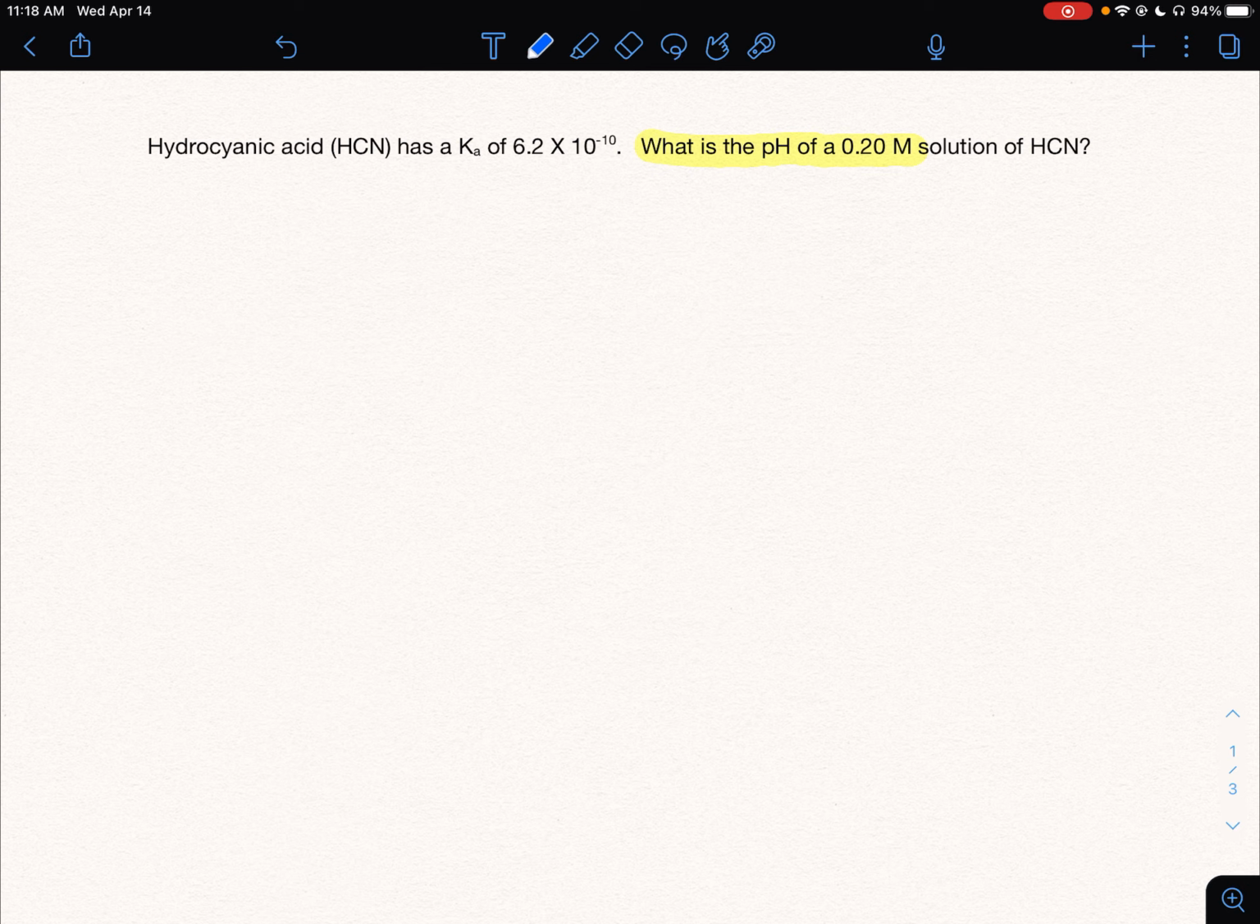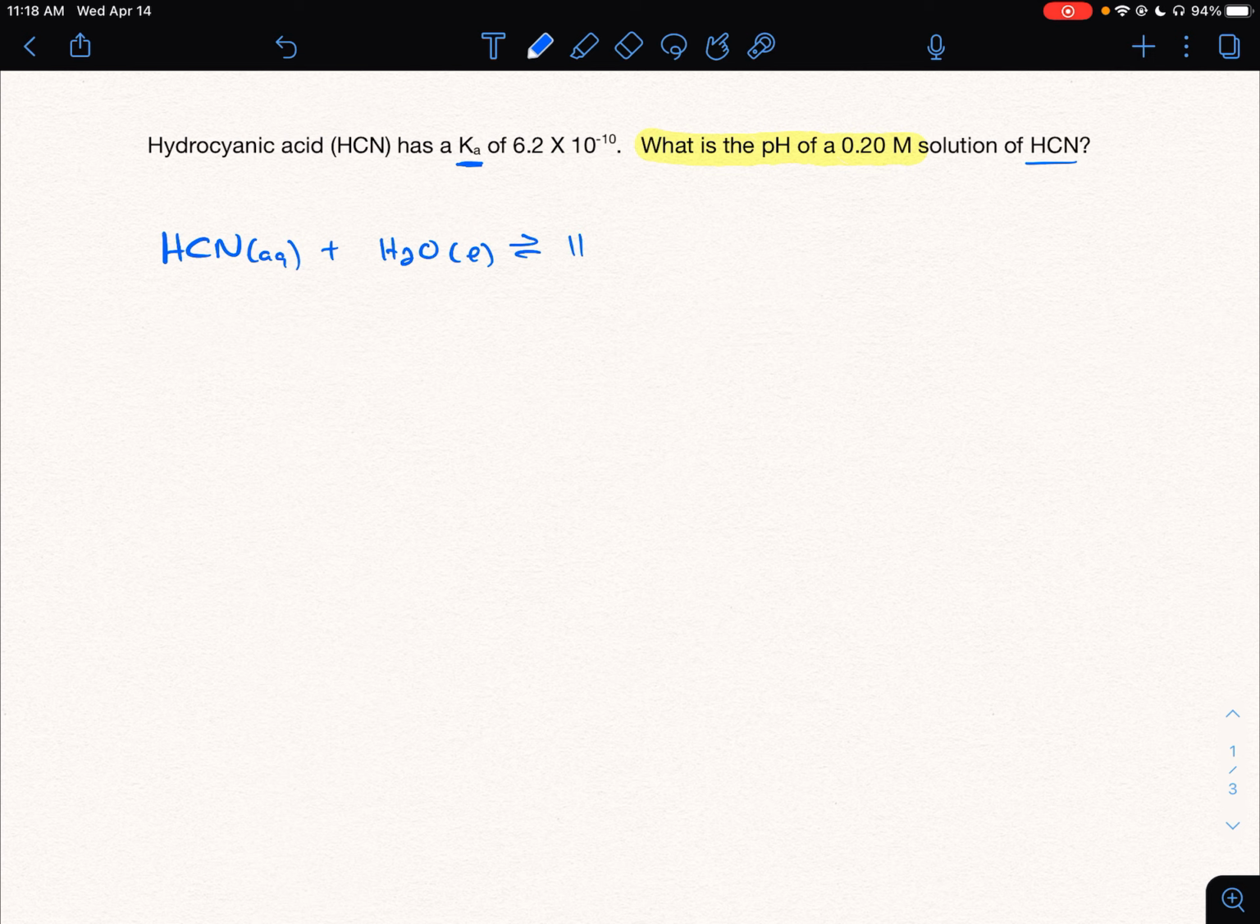So to start this problem, we're going to start with a balanced chemical equation, and we're told that we're starting with HCN, which is a weak acid. One of the ways we know that is we are given this Ka, and recall that anytime we have a Ka, that's specific for a particular equilibrium. So we're going to write HCN aqueous plus water as a liquid in equilibrium with H3O plus aqueous plus CN minus aqueous.